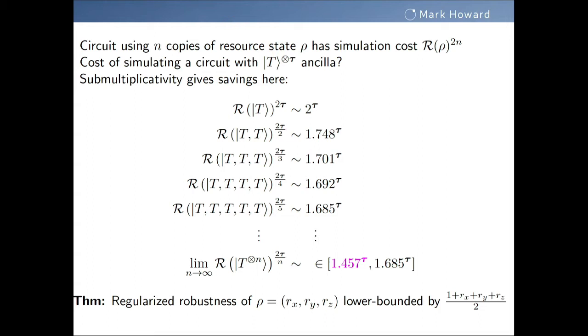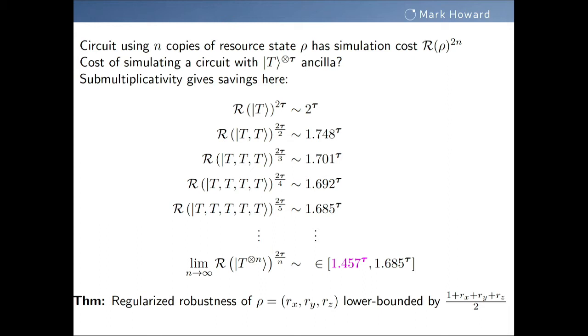So the limit as n goes to infinity, so this would be the regularized robustness of the nth root of n-fold copies of this T state, is in this interval between 1.457 to the tau and 1.685 to the tau. So this is just the 5 T state number that I was able to calculate explicitly. This lower bound comes from a theorem that we have in the paper that the regularized robustness is lower bounded. So if you have a state with Bloch vectors Rx, Ry, Rz, then we have a lower bound in terms of those things. So if you just plug in 1 over root 2 for X and Y here, you get that 1.457 number.